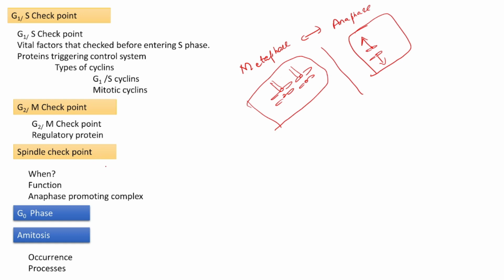And here also one protein gives the signal. The protein's name is APC, that is anaphase promoting complex. It is a multi-protein complex. It gives the signal to proceed to anaphase. After the cell proceeds from metaphase to anaphase, there is no need of this APC, and this APC directs the proteolytic degradation of the mitotic spindle. Only then can the next stage, telophase and cytokinesis, happen. Okay, that is the spindle checkpoint.